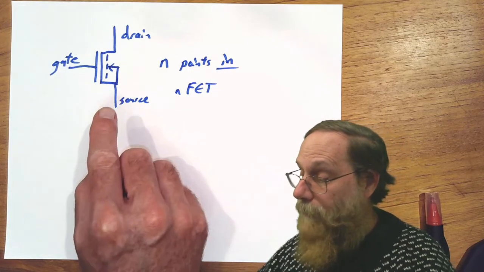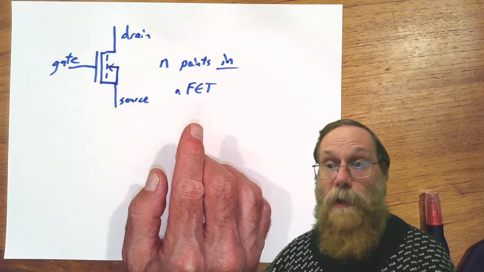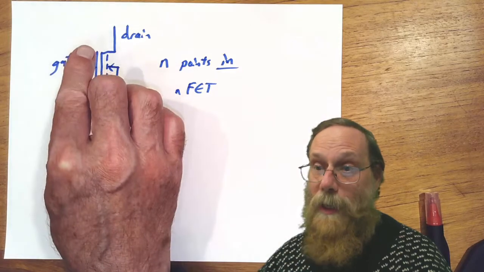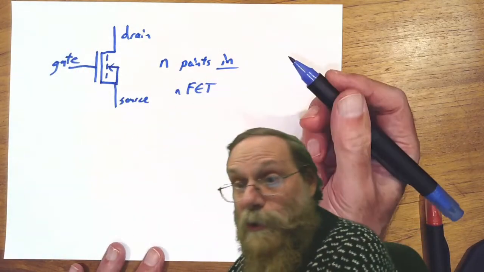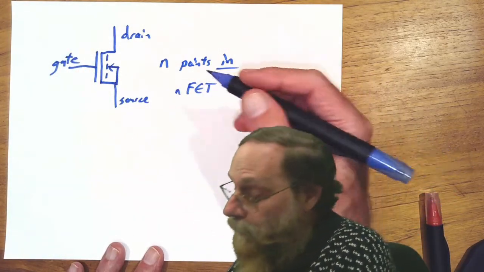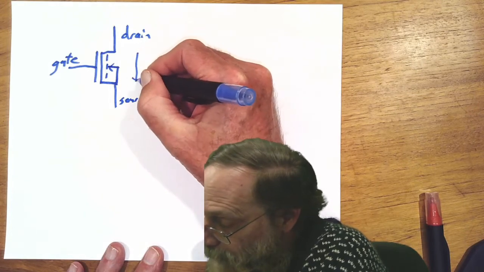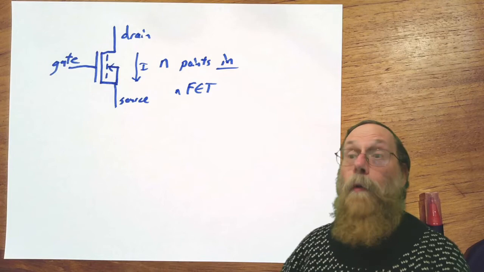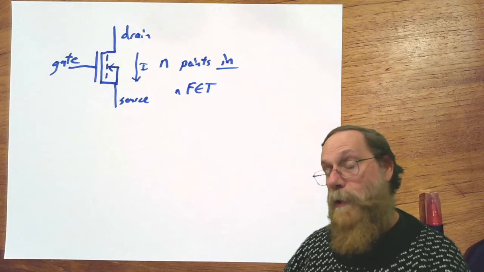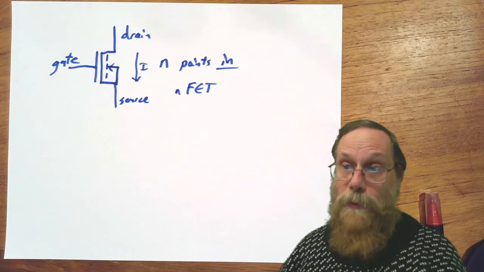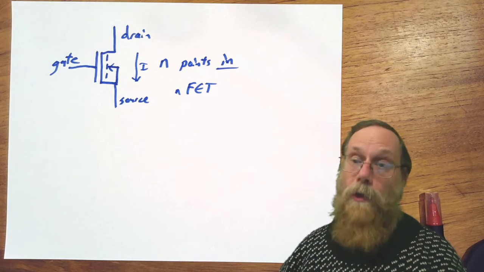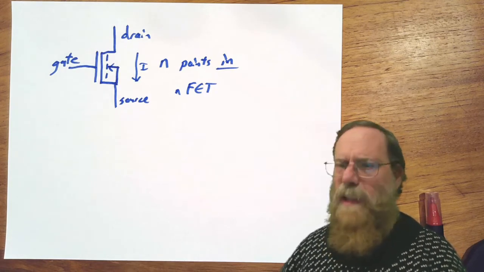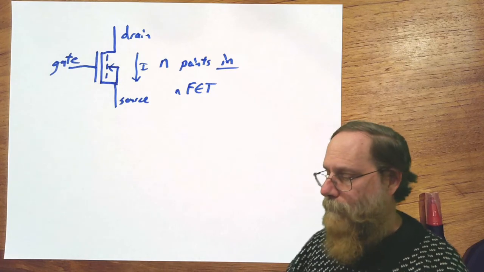And the source is where the charge carriers come from. So because this is an N FET, the charge carriers are electrons, and we would have electrons moving from the source to the drain, which means conventional current flow, which is the opposite of electron flow, would be in this direction for an N FET. For a P FET, the charge carriers would be holes, positively charged, and so the conventional current flow goes from the source to the drain in P FETs. Let's just look at N FETs for now.